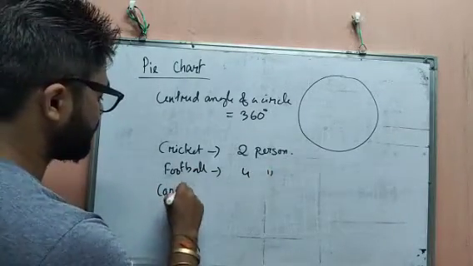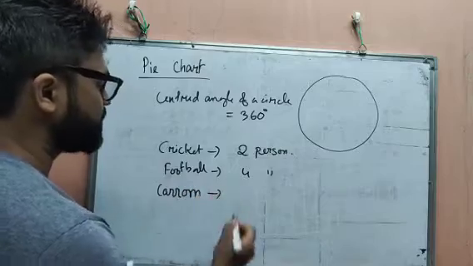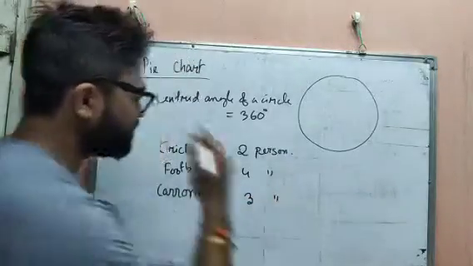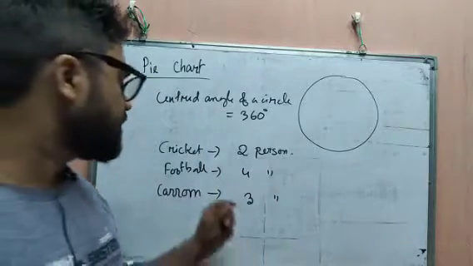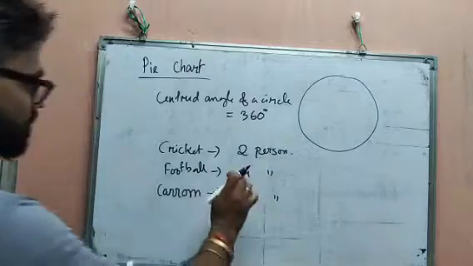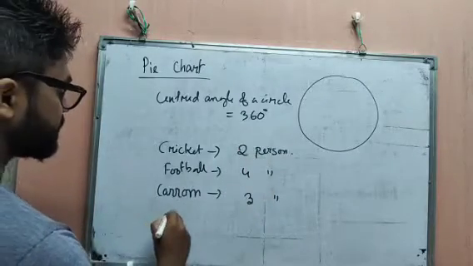Then carom. Suppose 3 persons love to play carom. And for the last, we have to consider another one. So for that, 4 plus 2 is 6, plus 3 is 9. So boxing.